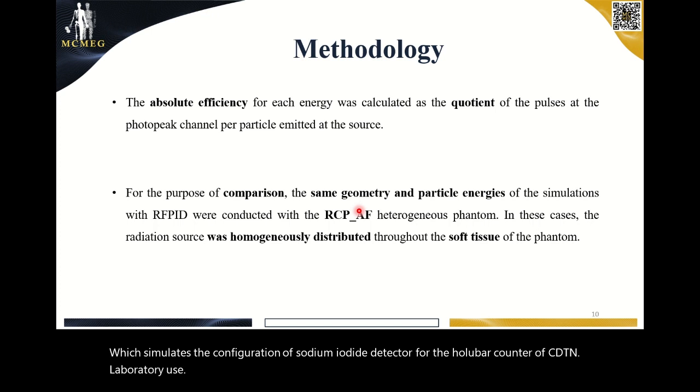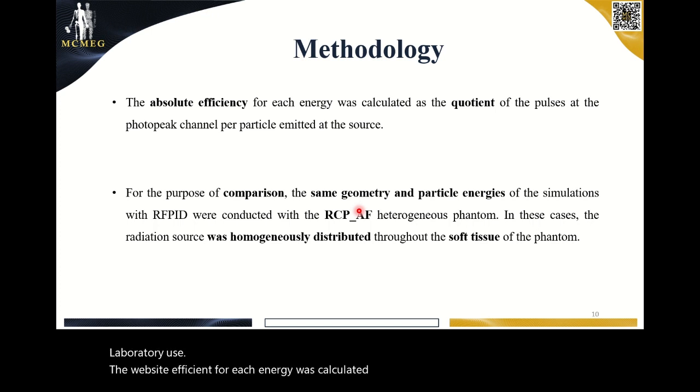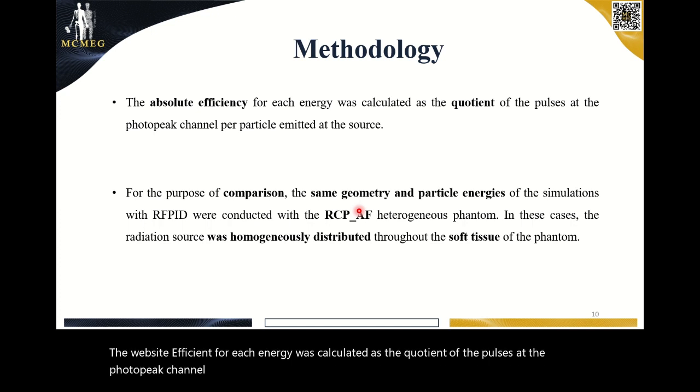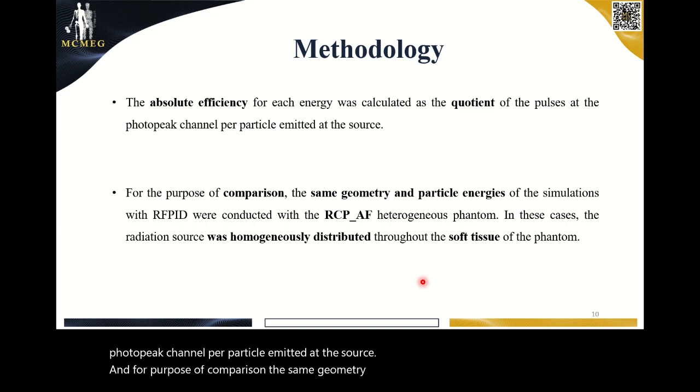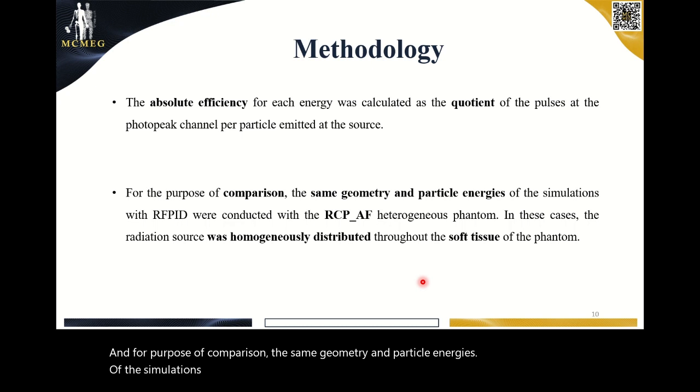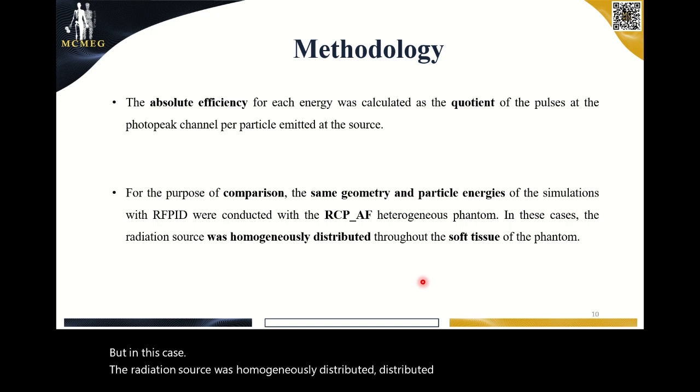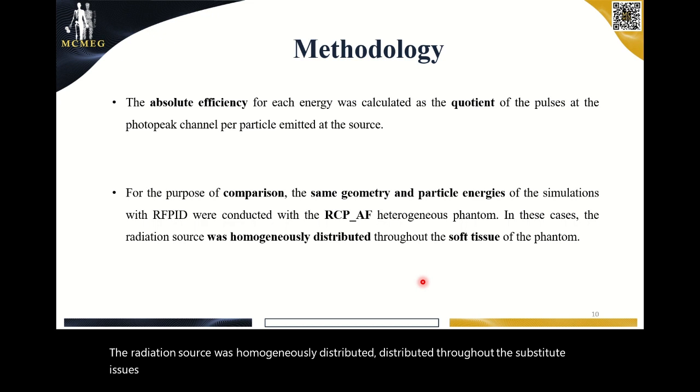The absolute efficiency for each energy was calculated as the quotient of the pulses at the photopeak channel per particle emitted at the source. And for purposes of comparison, the same geometry and particle energies of the simulations with RFPAT were conducted with the RCP-RF-AF heterogeneous phantom. But in this case, the radiation source was homogeneously distributed throughout the soft tissues of the phantom.